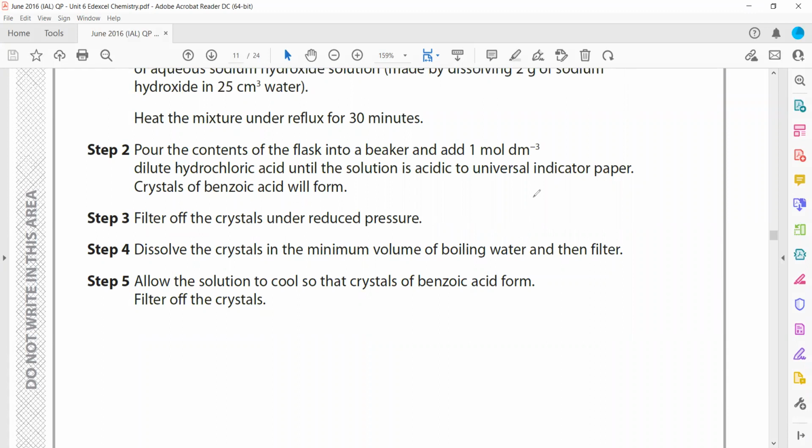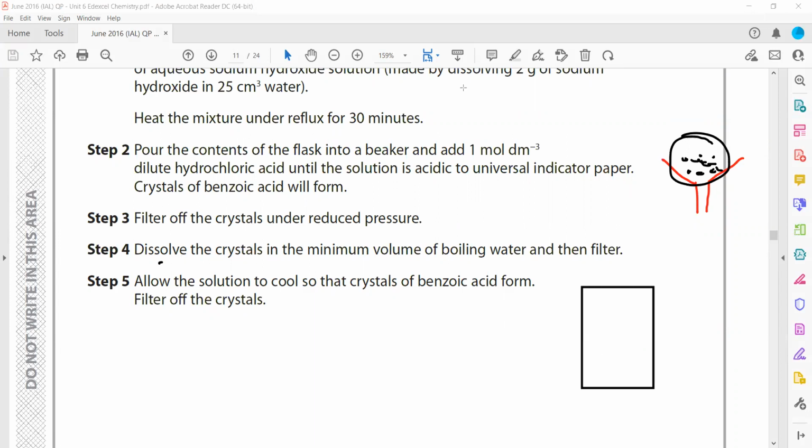here we filter it off under reduced pressure, so we'll have the crystals. In step 3, we have the crystals, but these crystals will have soluble impurities as well. So what we did, we dissolved the crystals in a minimum volume of boiling water and then filtered. Why do we take a small quantity of boiling water? These are the crystals with impurity, but student A did a recrystallization. Step 4 and 5 are actually steps of recrystallization.